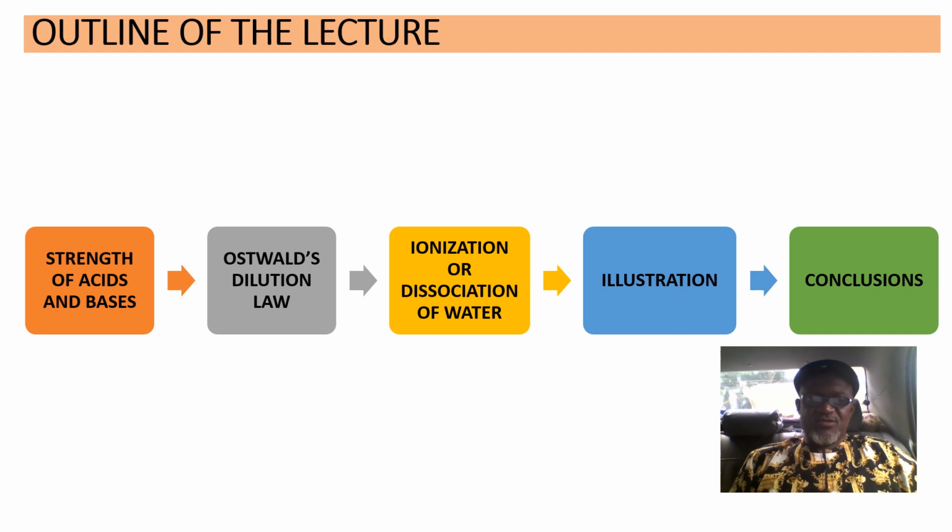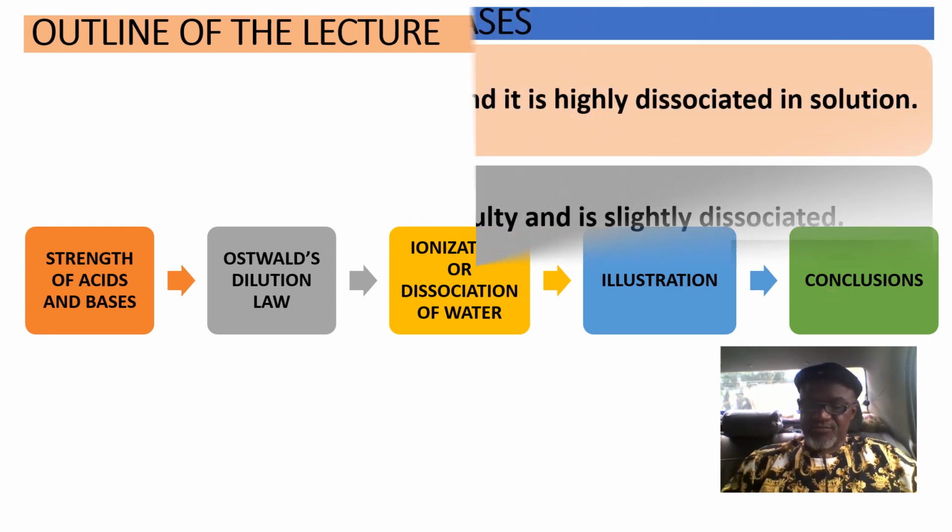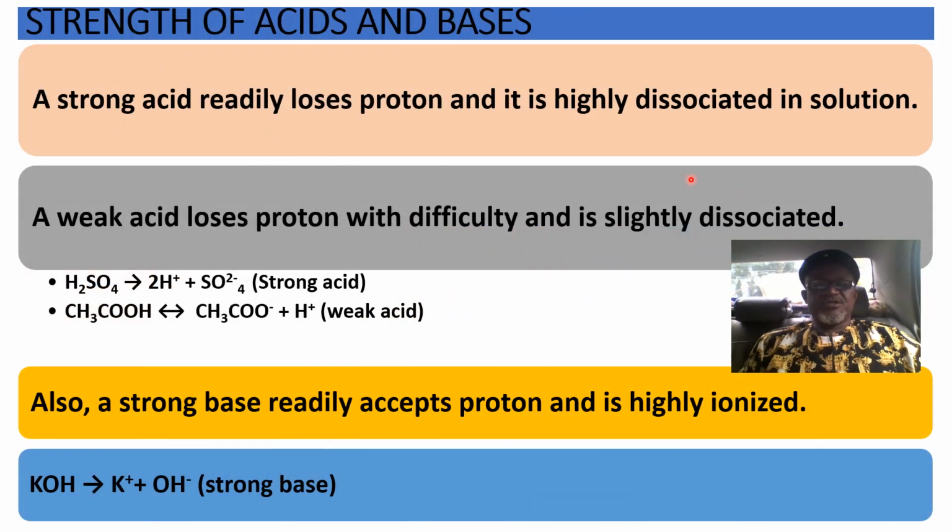Outline of the lecture: we'll look at strength of acids and bases, look at Ostwald's dilution law, ionization or dissociation of water, look at an illustration, and then we conclude. Strength of acids and bases. A strong acid easily loses proton and it's highly dissociated in solution.